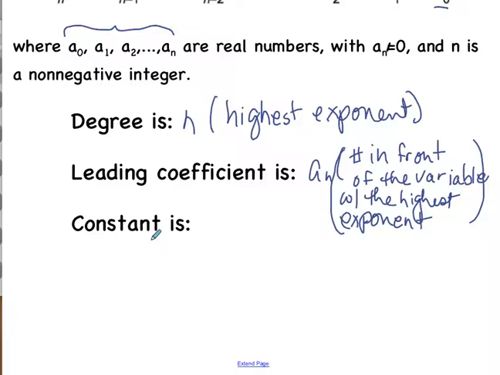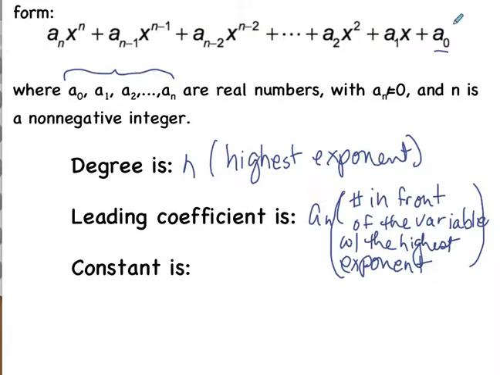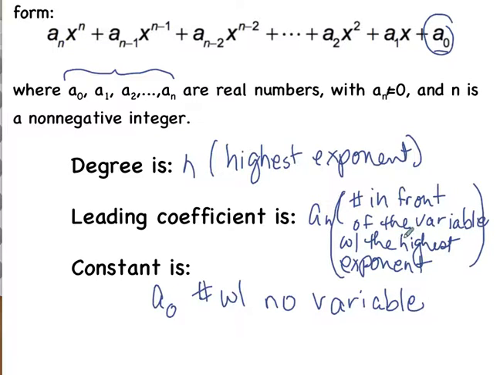Now, the constant is the number without a variable after it. So if I go back and I look, in this case, my constant is a sub 0. So this is the number with no variable. So let's look at some examples.